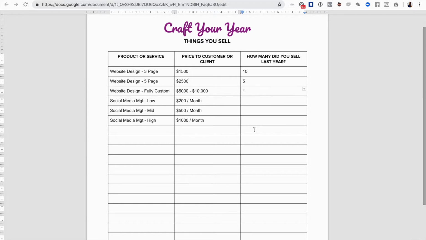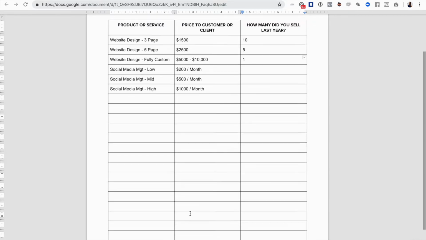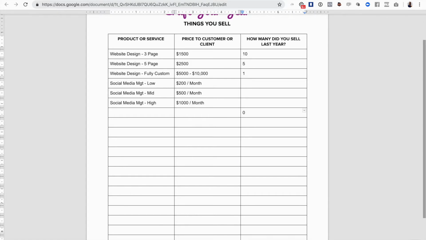Now, one of the things you may have added, and I've got this note here at the bottom of the sheet, is you may have also put some things that you don't currently sell on here. And of course, if that's the case, how many you sold last year is going to be a big whopping 0. Cool. We need this information, because it gives us a better way to make an educated guess about what we can generate in our businesses moving forward.